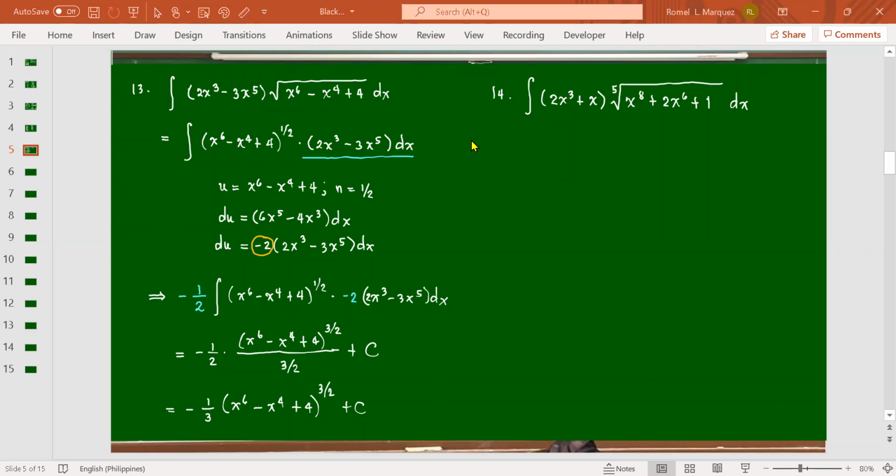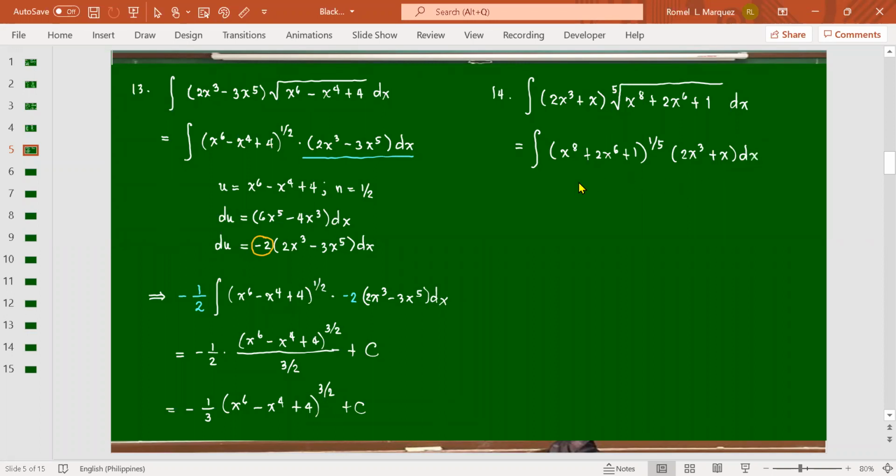Dane Cassandra. Hello po, sir. What we will do is rewrite first. So the quantity x to the 8 plus 2x to the 6 plus 1, raised to 1 over 5, times 2x cubed plus x dx.